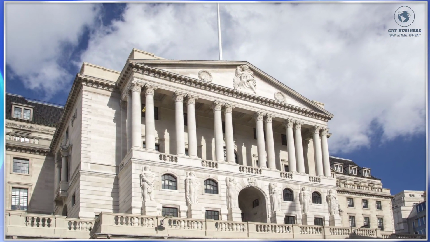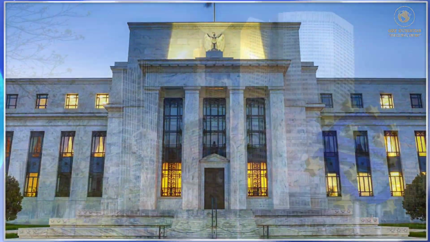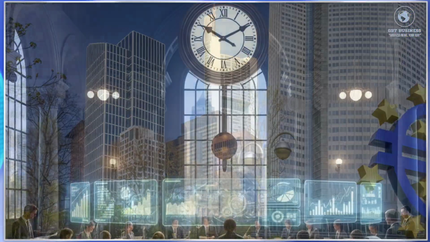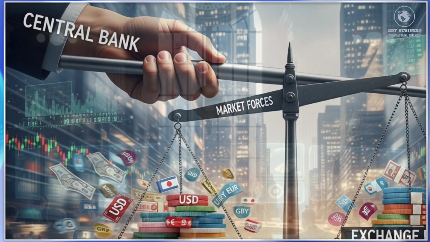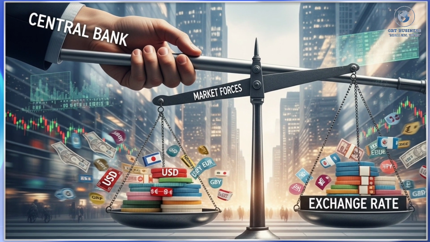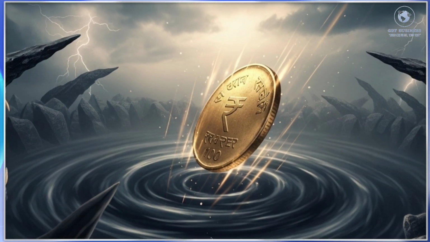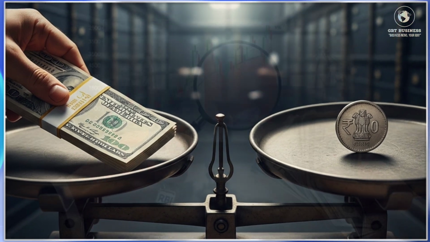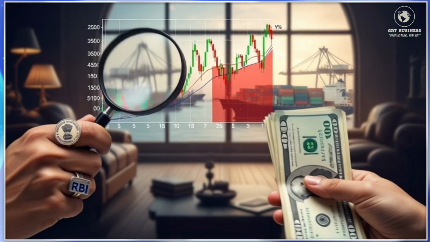Now let's come to the role of the central bank. In India, it's the RBI. In the United States, the Federal Reserve. In Europe, the European Central Bank. These institutions keep an eye on the stability of their currency. Even though exchange rates are decided by market forces, a central bank can intervene when needed. If the rupee starts falling too fast, the RBI can sell dollars from its Forex reserves. This increases the supply of dollars in the market and can help stabilize the rupee. Similarly, if the rupee becomes too strong, exports may suffer and the RBI may buy dollars to balance the situation.